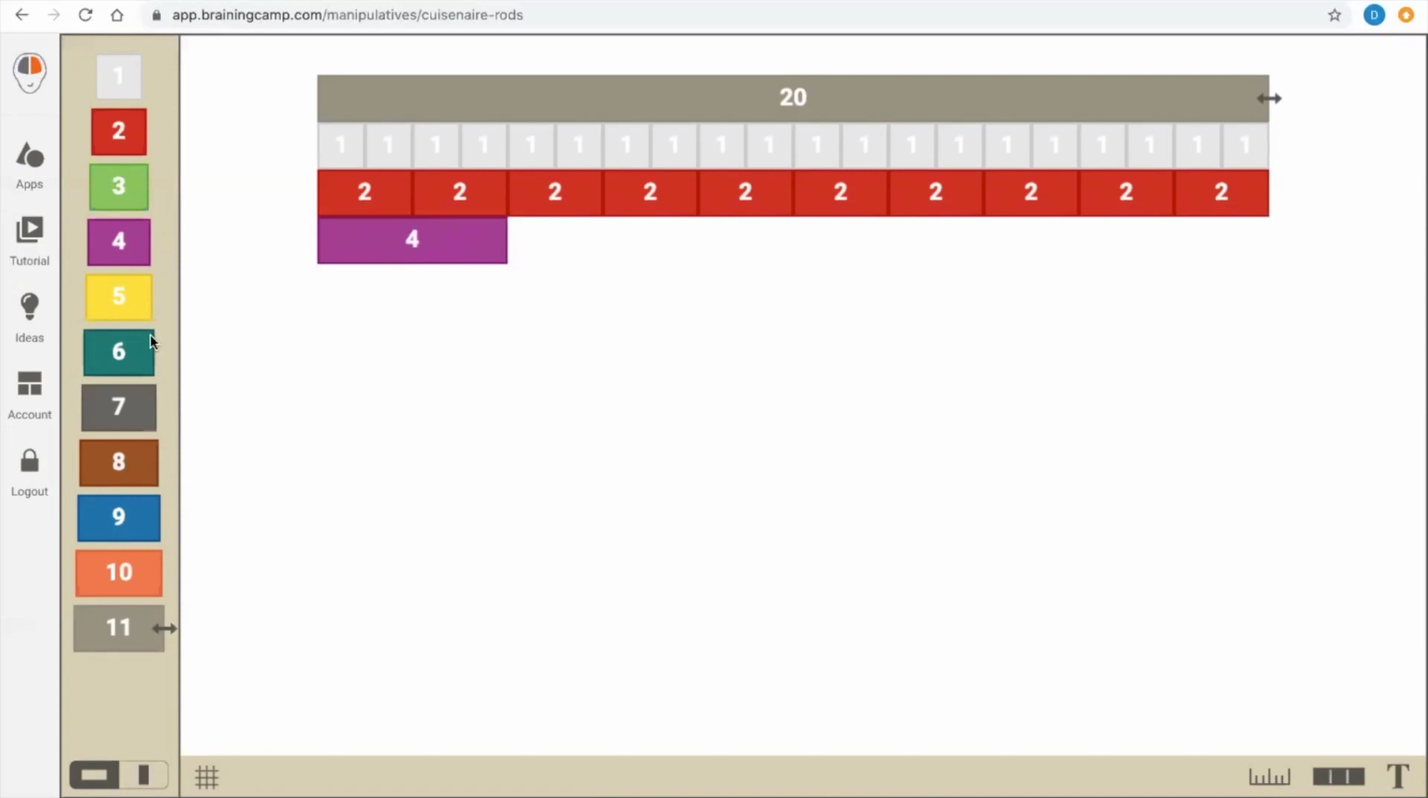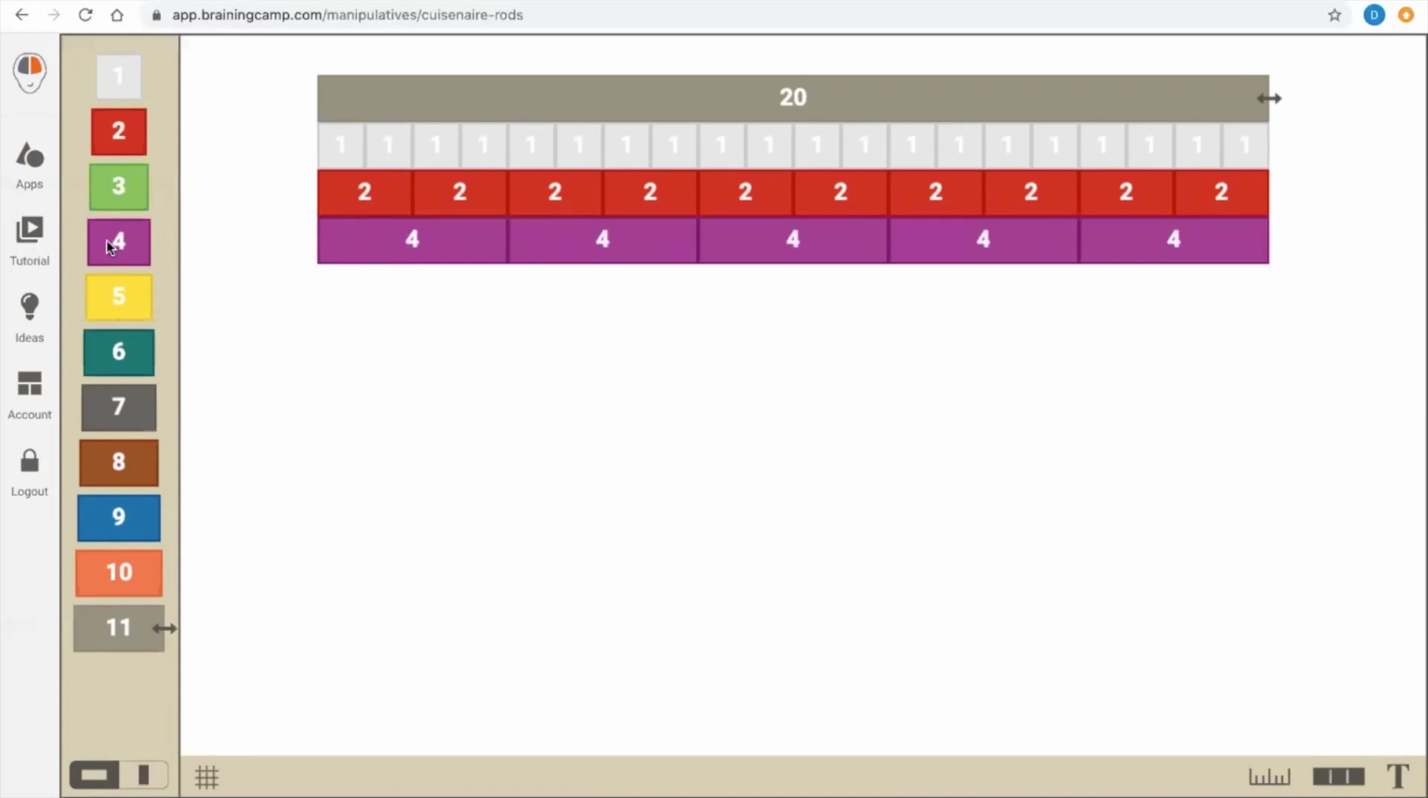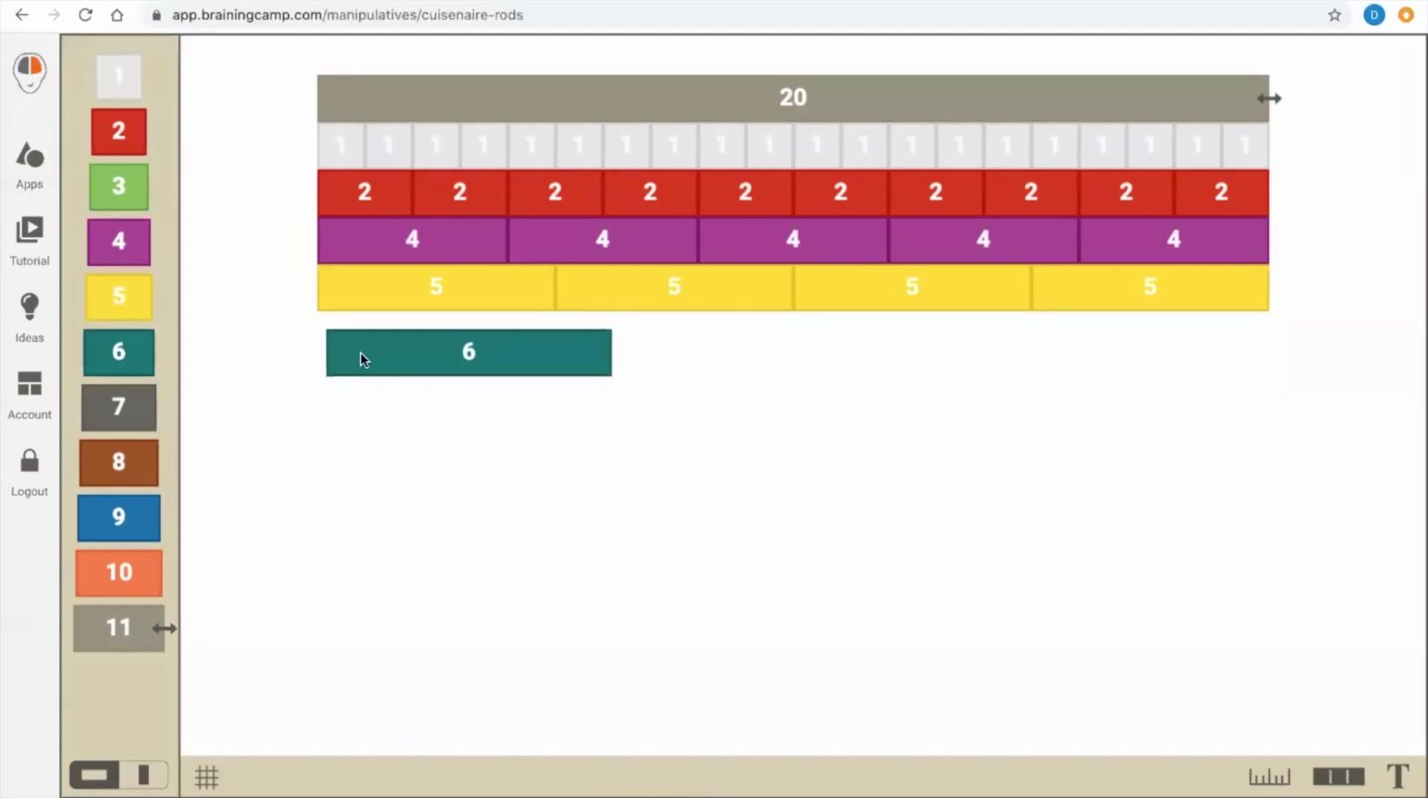If we put in our 4s, we have 1, 2, 3, 4. Looks like 5 4s fits perfect. And then we can try 5s. Let's say 1, 2, 3, 4. Okay, so 4 5s fits perfectly. And once we get into much more than that, then we start to have problems.